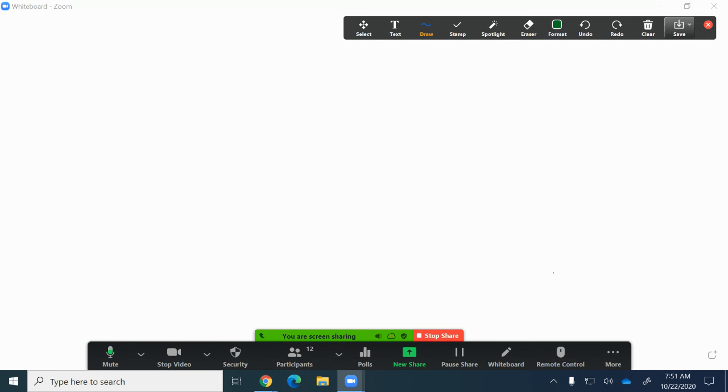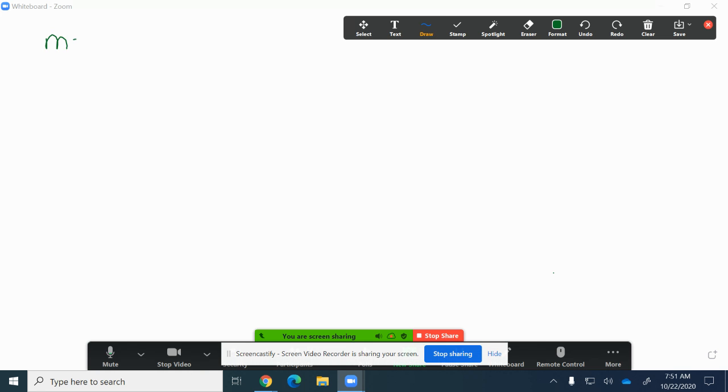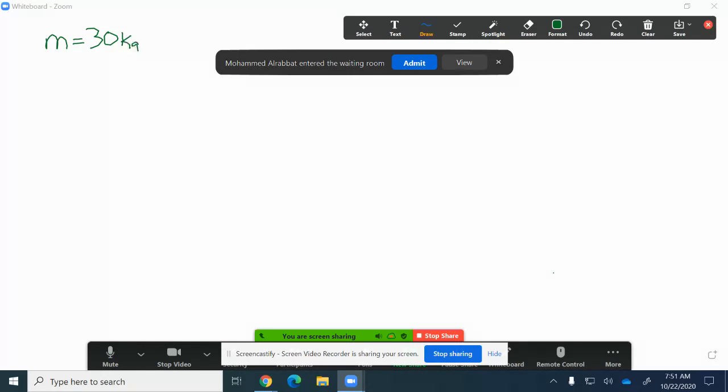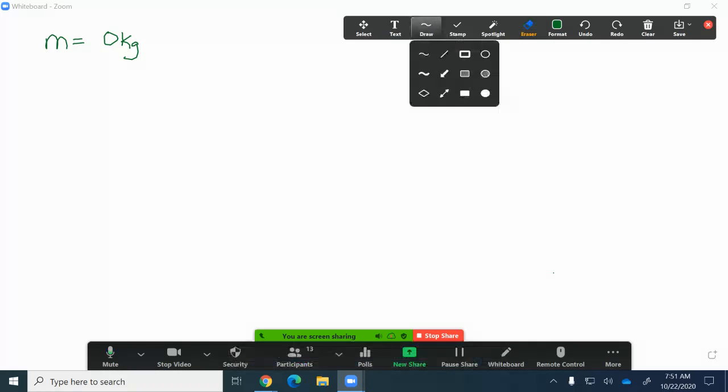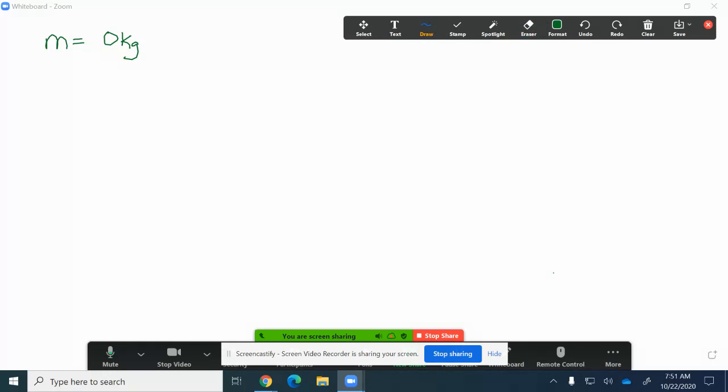All right, so this particular ramp problem has a mass of 30 kilograms and an angle. No, excuse me. I already messed up. How about that? Who'd have thought? I wrote a wrong number on the board. So it has a mass of 50 kilograms and an angle of 30 degrees.